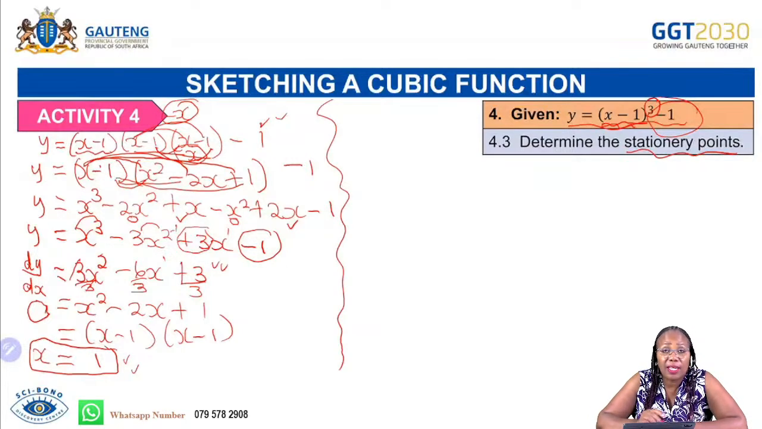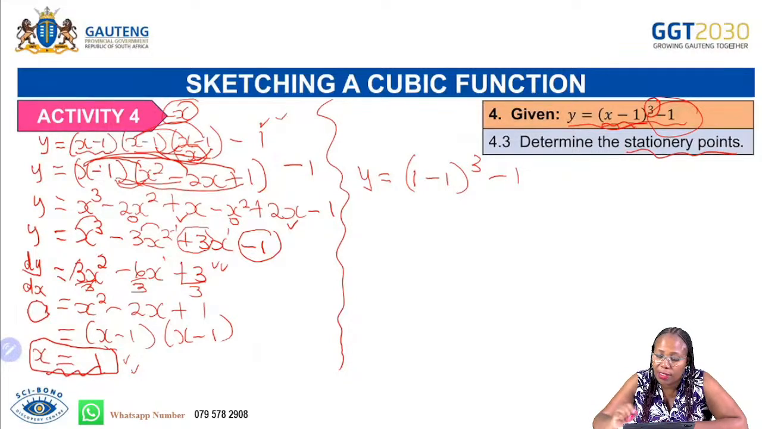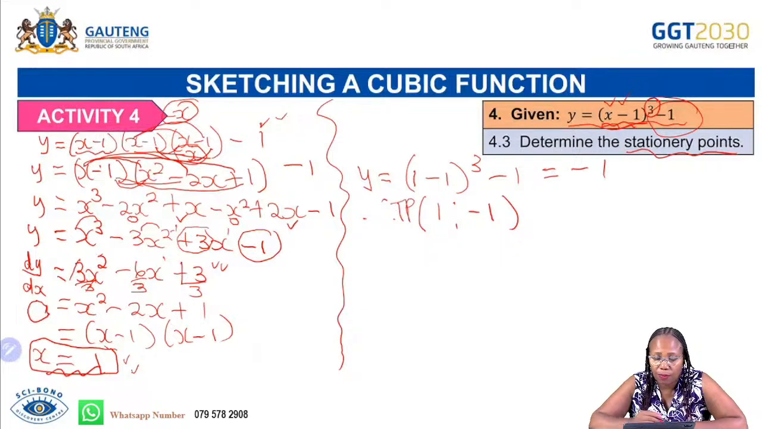So now, after finding the x turning point, we must also find y by substituting this x into the original. Let's do so. y is equal to (1 minus 1) cubed minus 1, since our x turning point is 1. We are now substituting this x value into our equation. And then into your calculator, grade 12, this one will give you a minus 1. Therefore, the turning point for this graph is (1; minus 1). And this is the only turning point. Okay, only 1 instead of 2. We can't tell whether it is a maximum or a minimum turning point.